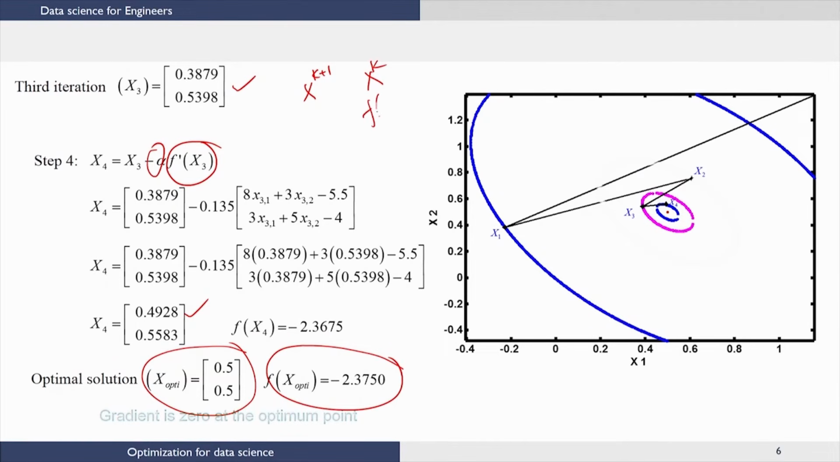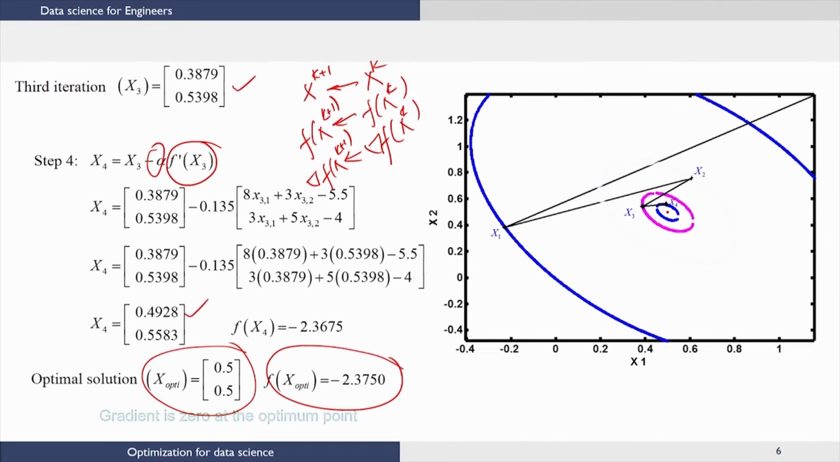We have the value of the function at x k and the value of the function at x k plus 1, and we have also got the gradient of the function at x k and the gradient of the function at x k plus 1. So, what I am trying to show here is that when I am moving from x k to x k plus 1, I could compute all of these quantities. So, you could pose a convergence criteria on any of these.